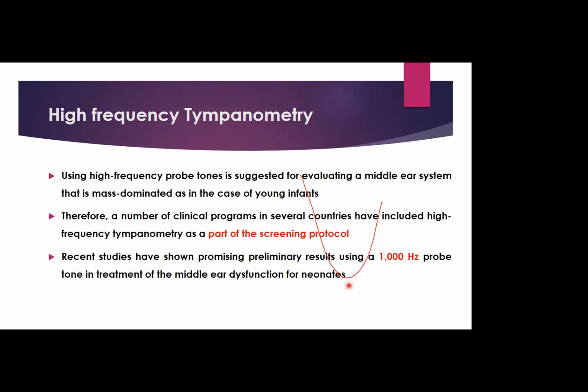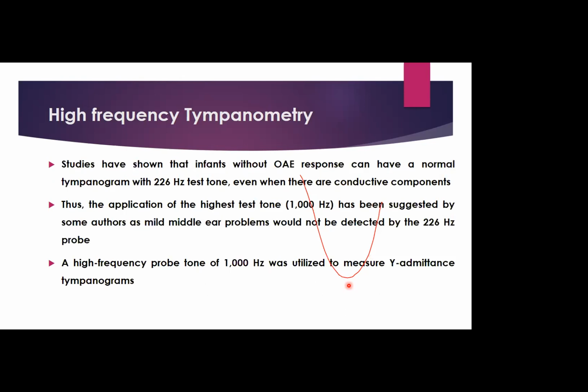So this is why various countries have included high frequency tympanometry as a part of their screening protocol for hearing impairment. Usually a 1000 hertz probe tone has been observed to show more promising results. So these have been incorporated for neonates.